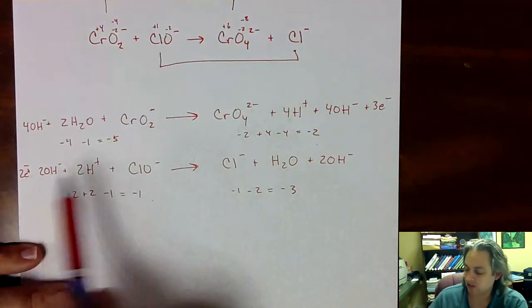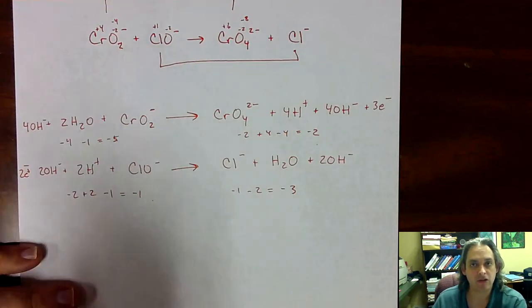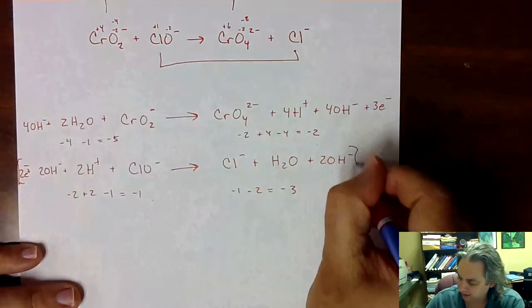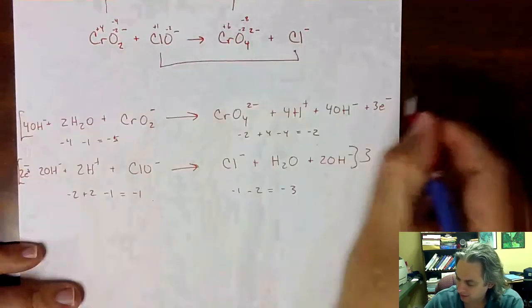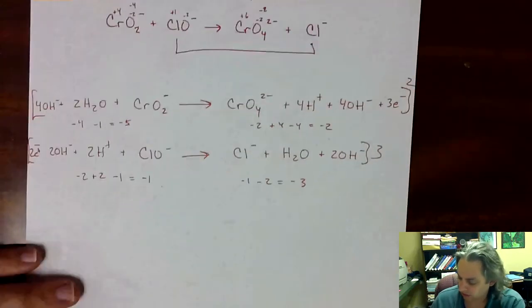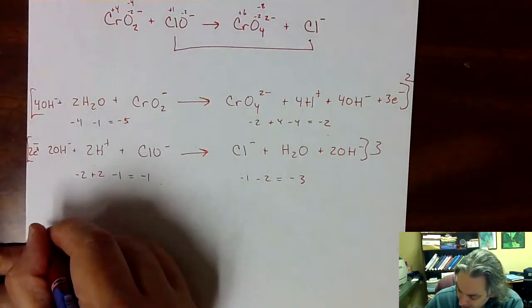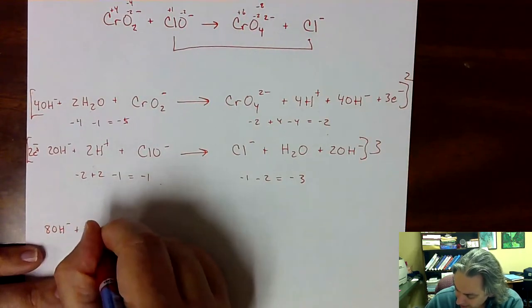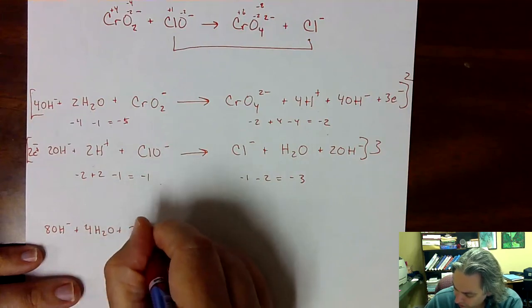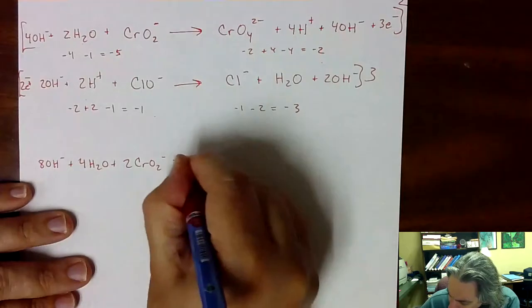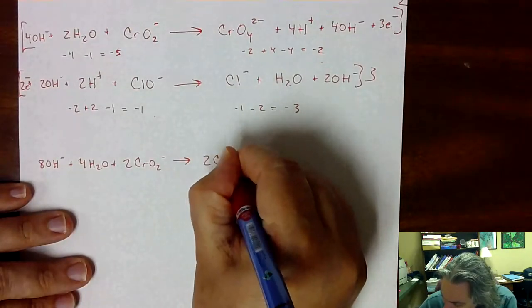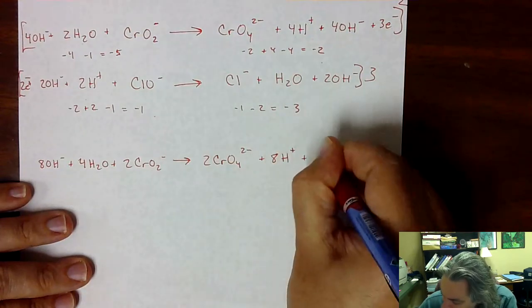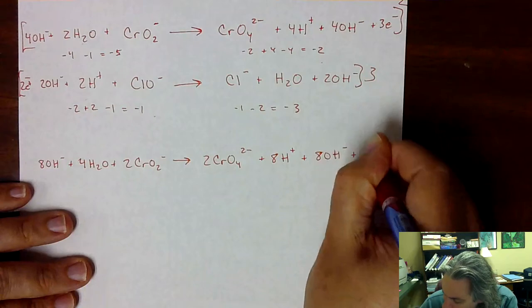So now that we have 2 electrons and 3 electrons, we need to balance out those. Common multiple between 2 and 3 is 6. So we're going to multiply this by 3 and this by 2. And so let me rewrite this. We have 8 OH minus plus 4 H2O plus 2 CrO2 minus goes to 2 CrO4 2 minus plus 8 H plus 8 OH minus plus 6 electrons.